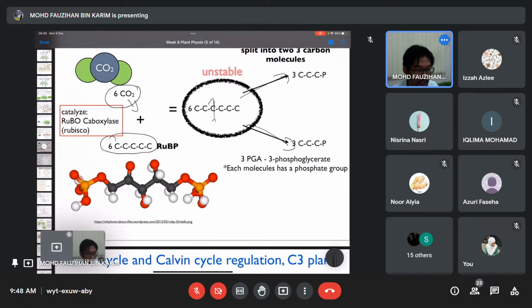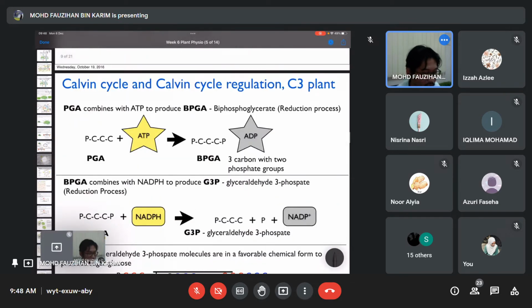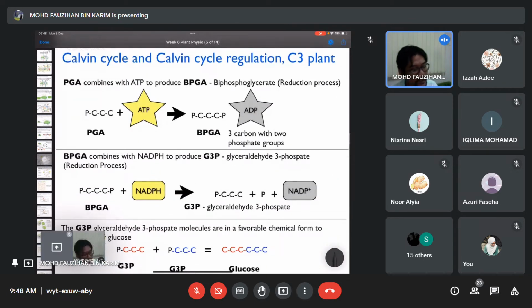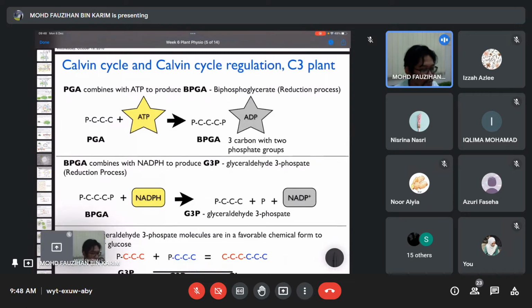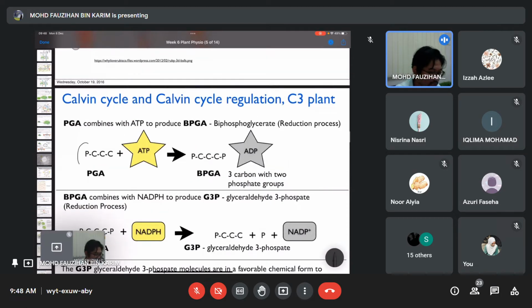This process is called carbon fixation, right? And then it goes for the reduction. This is the more detailed reaction, right? So for example, PGA to BPGA, at first there is PGA with 1 phosphate, and this phosphate originally comes from the ribulose 1,5-biphosphate, then attaches 1 ATP, becoming biphosphoglycerate, and the bi means there are 2.